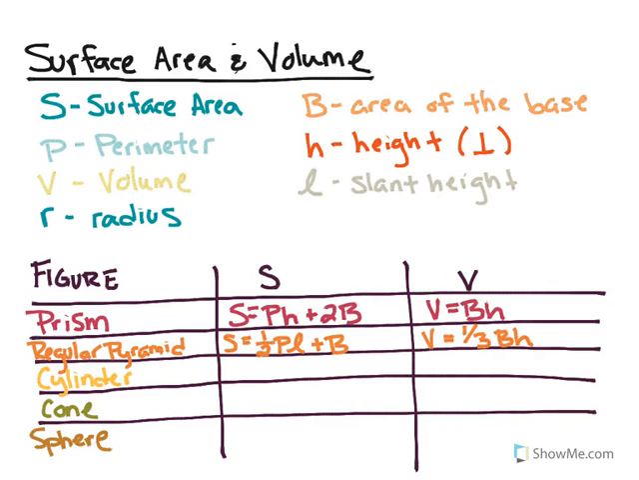Next, a cylinder. Cylinders are like cans of soup. It's got circular bases in this case, so this means that we're going to see some radii come into play. So the surface area, it's a big one.